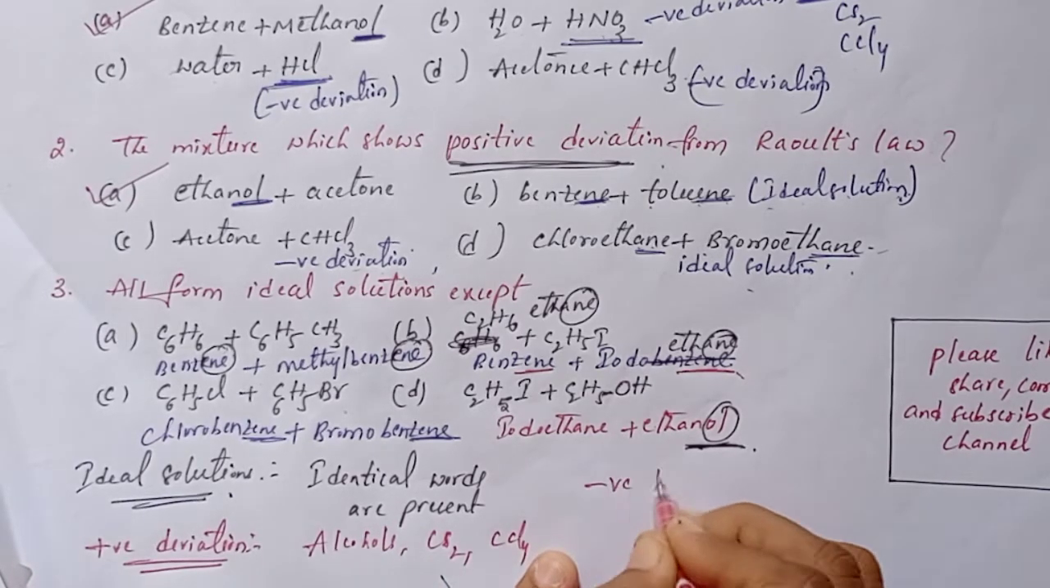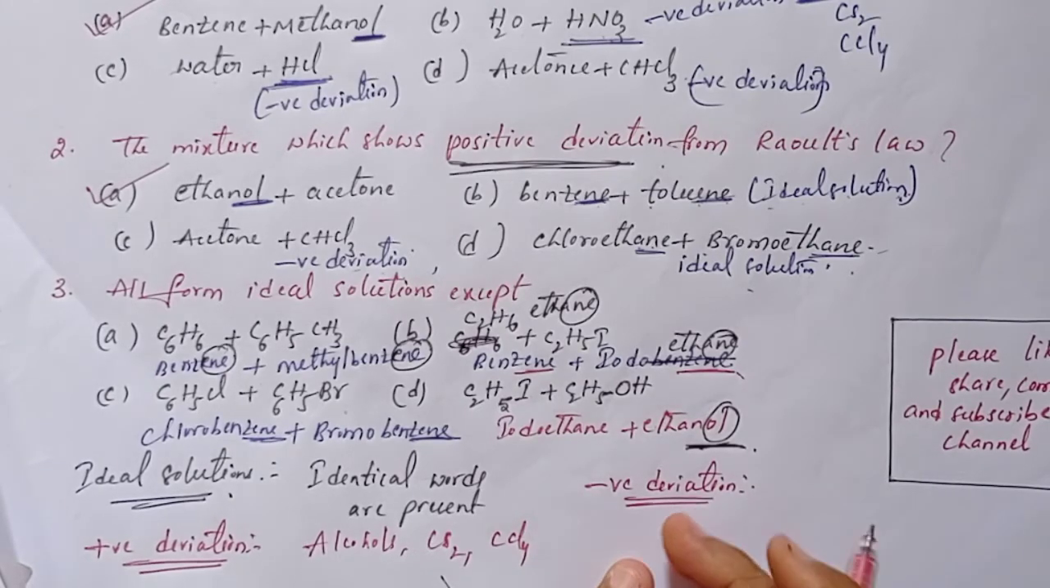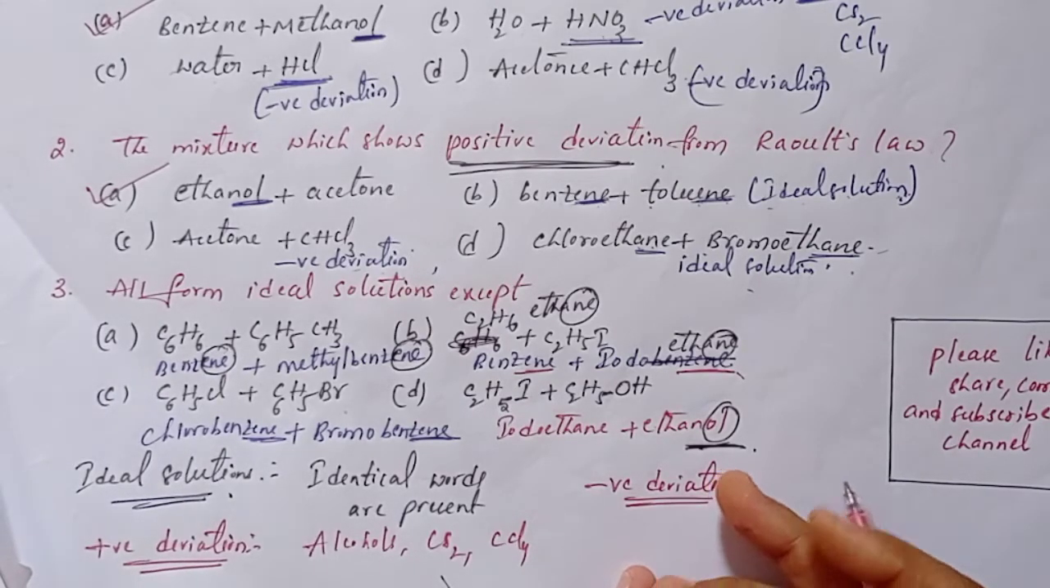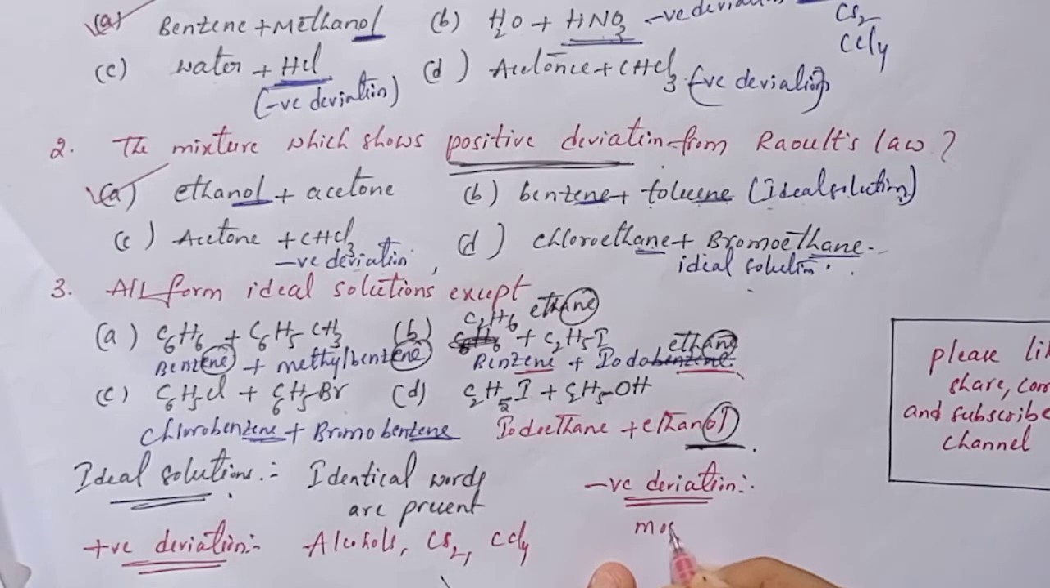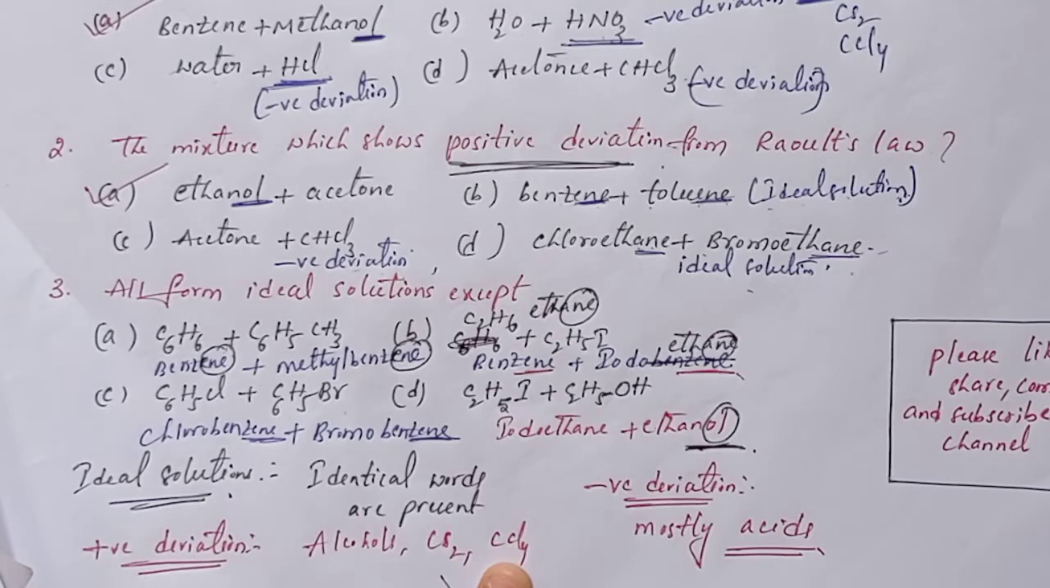Now coming to the negative deviation, which examples are showing it, students? Mostly acids show negative deviation. Clear this one. Positive deviation mostly shows alcohol, CS2, CCl4, and in ideal solutions identical words are present.